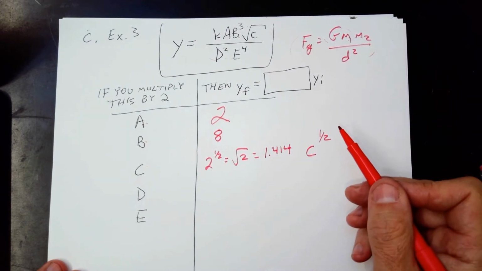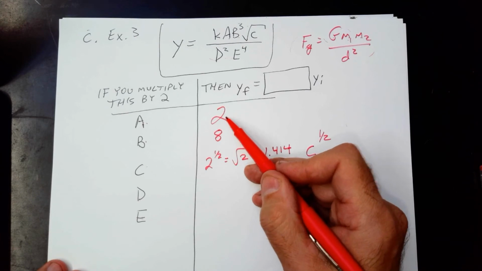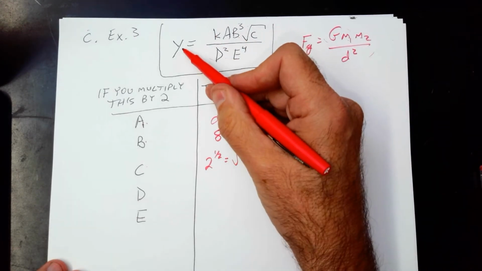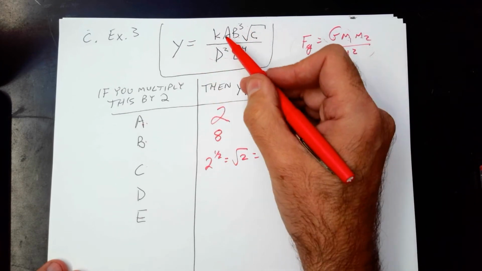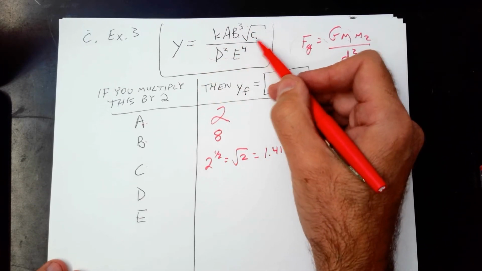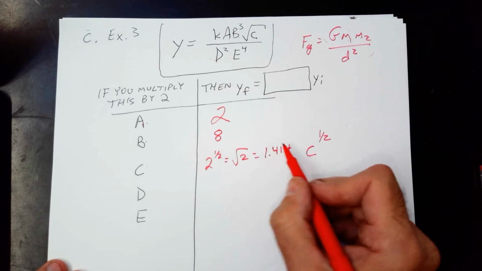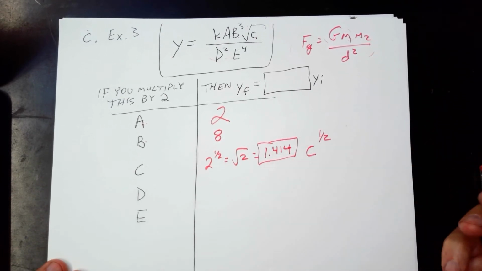It's bigger than 1, but it's smaller than 2. So if we make c get bigger, we expect y to get bigger. But if we double c, we don't expect y to double, because that's what it would do if it were just c to the 1. But it's c to the 1/2. So what we do is we expect a number here that's between 1 and 2, and we get it.